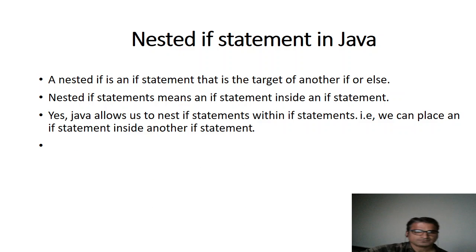So next we will see the nested if statement. So in a nested if, what happens? One if statement can store another if statement. Means the block of the first if statement can contain another if statement. That is where it is called a nested if statement.